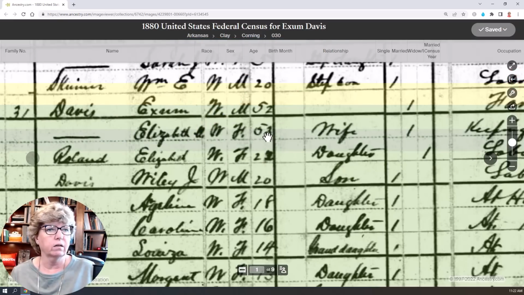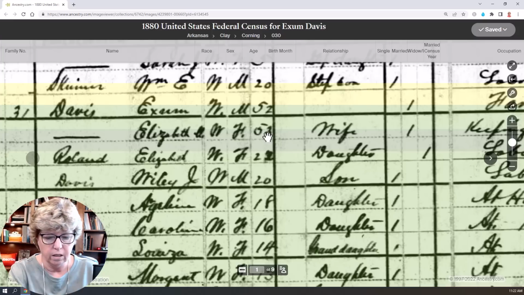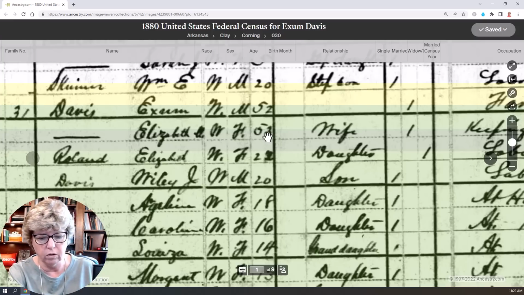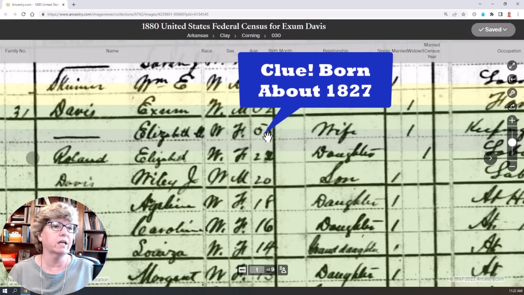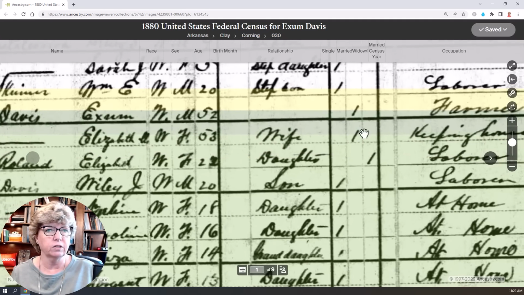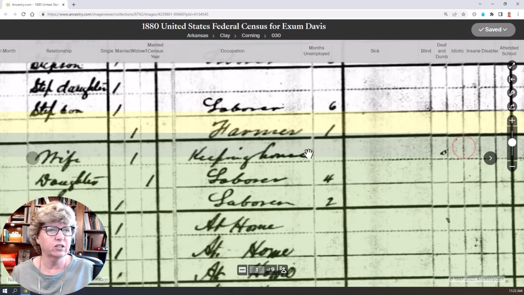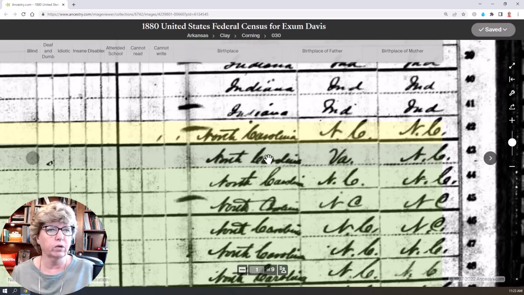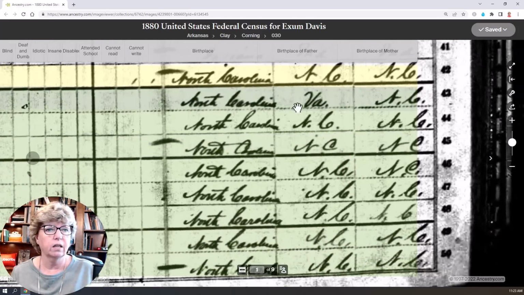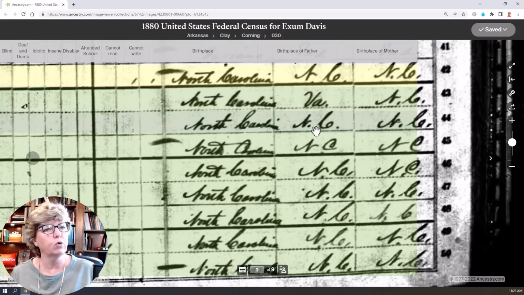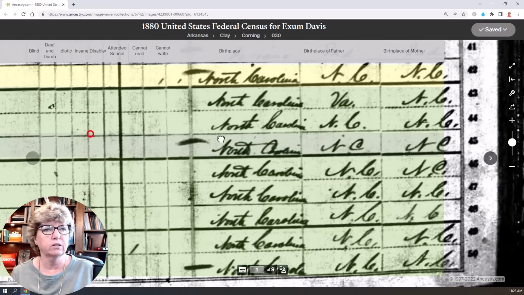White, female, 53 years old. Again, Elizabeth Davis at 53 years old. That means she was born about 1827 and she is his wife. She is married, as they both are, and she is keeping house. She's born in North Carolina. Her father is from Virginia, which if you'll notice in this family, that is the only not North Carolina person in this group. So that might be a clue as well. Mother is born in North Carolina.